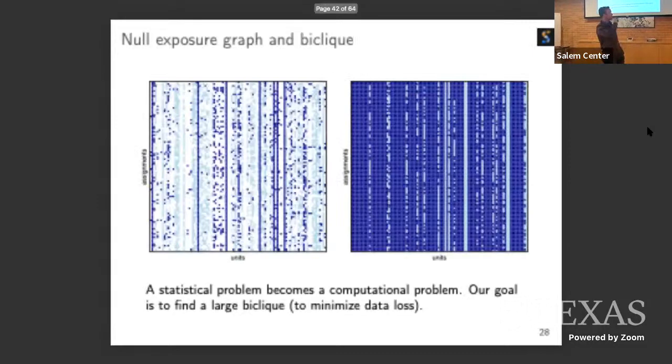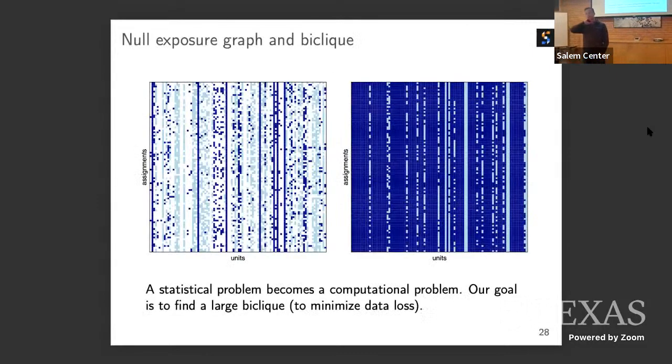So let me give you a different view of the null exposure graph, okay? On this slide, on the vertical axis, I have my treatment assignments. Every single dot, basically, I'm plotting two matrices here. The left is my null exposure graph, and the right is the clique that I condition on. In fact, I'm plotting sub-matrices, because I can't actually plot the full null exposure graph for this problem because it's so big, all right?